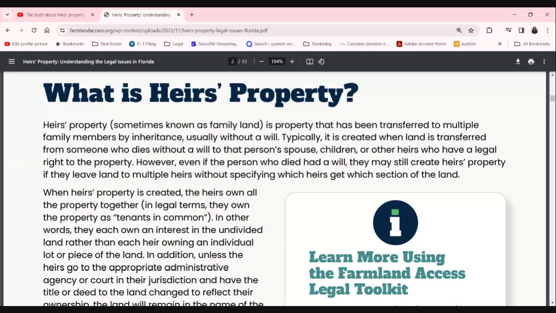Remember that part. Typically, it's created when land is transferred from someone who dies without a will to that person's spouse, children, or other heirs who have a legal right to the property. It goes on to say, however, even if the person who died had a will, they may still create heirs property if they leave land to multiple heirs without specifying which heirs get which section of land. So that is it in a nutshell.